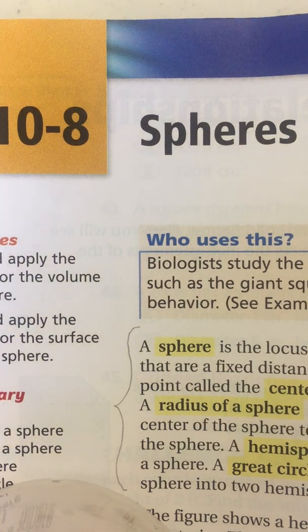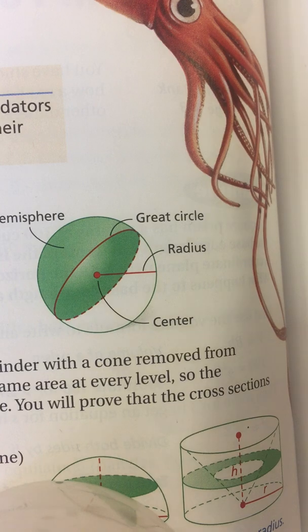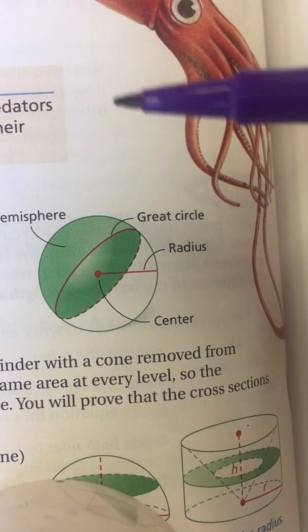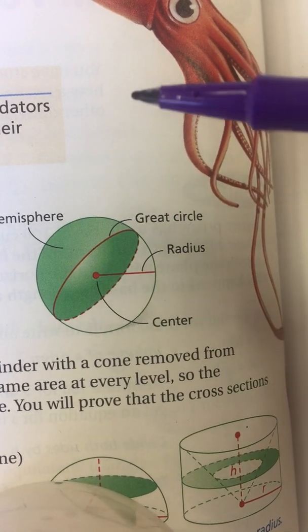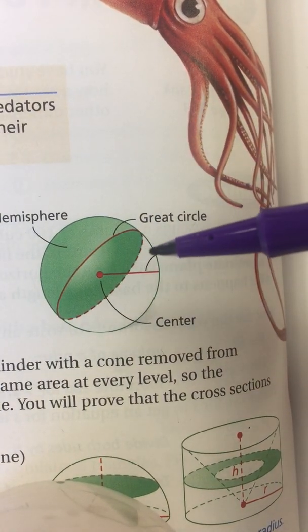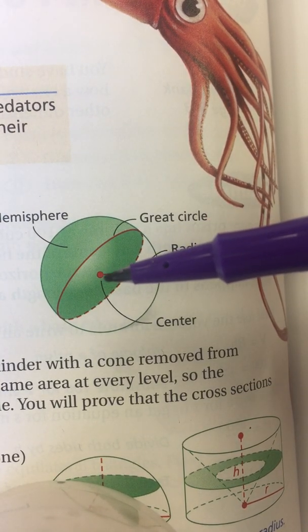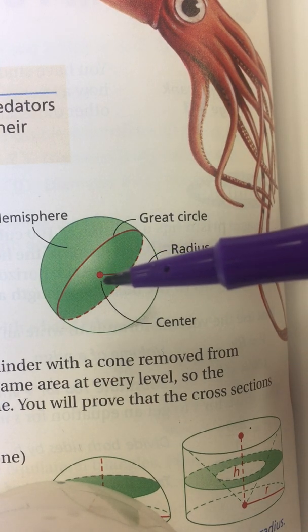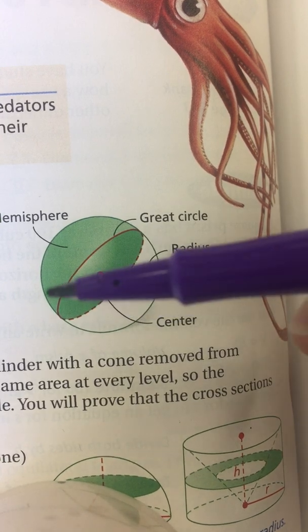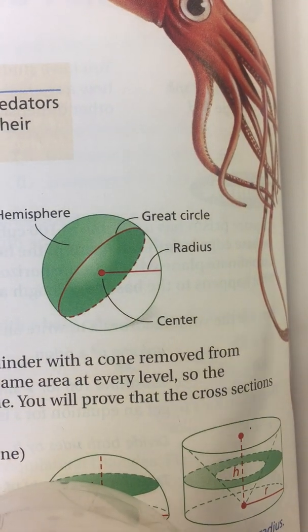So let's look at this top introduction section. I'm going to let you look at the picture while I read. A sphere is the locus of points in space. That just means the set. So that's the set of points that are actually on the outside of the sphere that are a fixed distance from the given point called the center of a sphere, right there. The radius of the sphere is the distance from that center point of the sphere to any spot on the outside of the sphere. And remember, the sphere is three-dimensional.